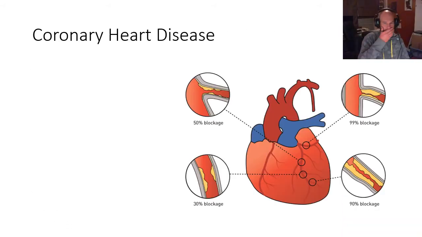So coronary heart disease. Your heart is a muscle. It needs a constant supply of blood and a constant supply of oxygen. So what we're talking about with coronary heart disease is these arteries and veins here. If you get a blockage in any one of those, this is where you get your heart attacks from.